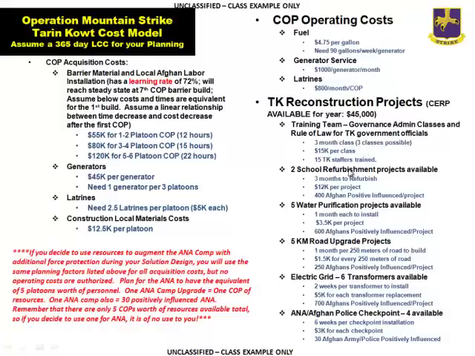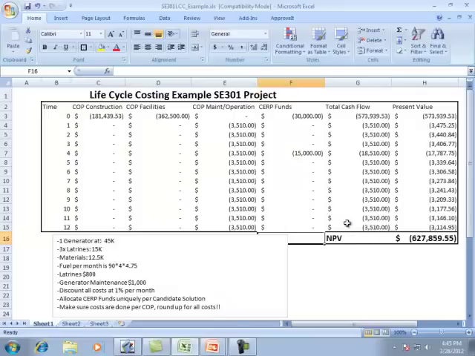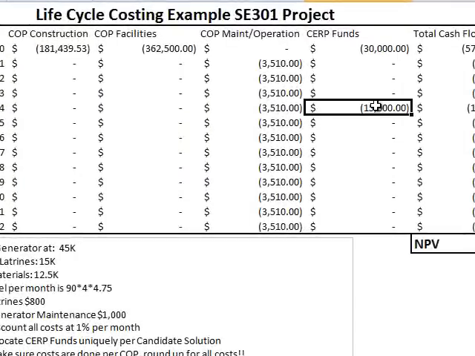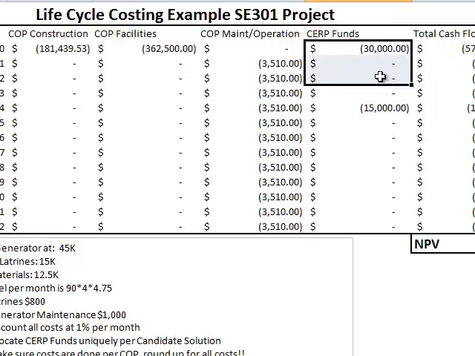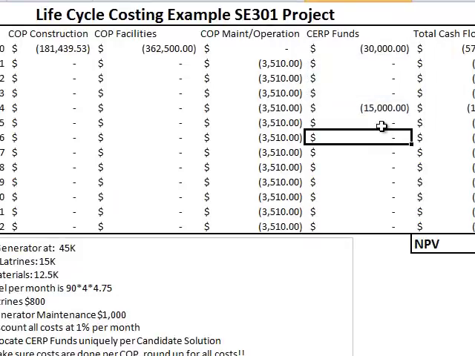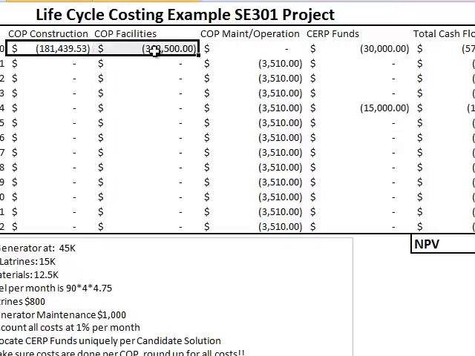So you can see how you may want to select water purification or road upgrade. That'll all depend on your interviews and your stakeholder analysis. Okay, so what I've decided to do is to spend $30,000 up front, and then after a 3-month period, I'm going to spend $15,000, and then this money is allocated through whatever selection of SERP projects I've decided to do. Okay, so now that I've got total cash flows for each time period, I can highlight here.